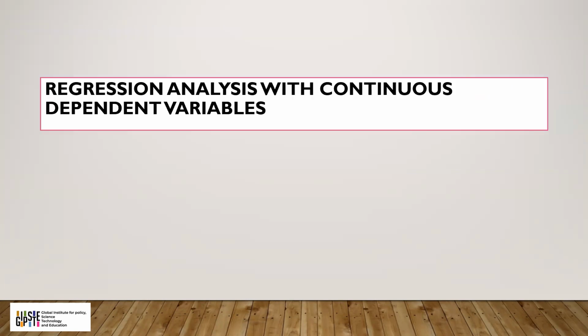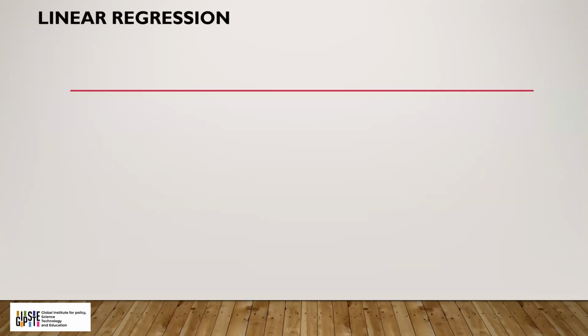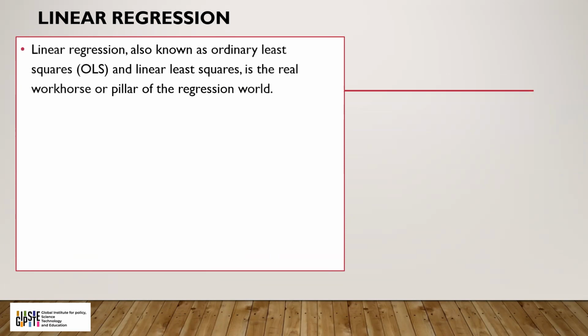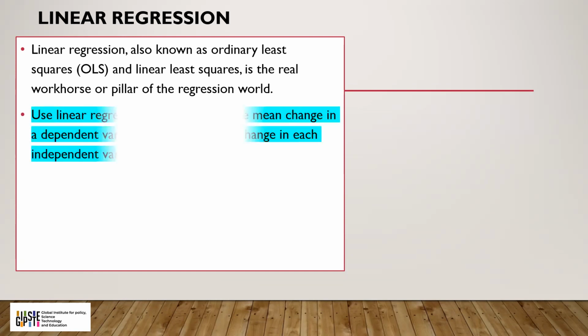Regression analysis with continuous dependent variables. Here we have linear regression under the continuous dependent variables. Linear regression, also known as ordinary least squares, that is the OLS. Linear least squares is the real workhorse or the pillar of the regression world. Okay, the benchmark, the foundation for most of the regression world.